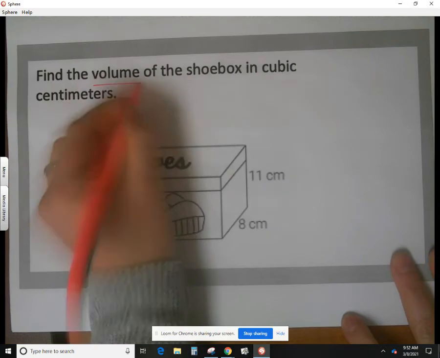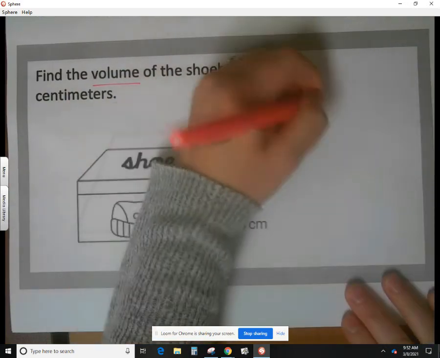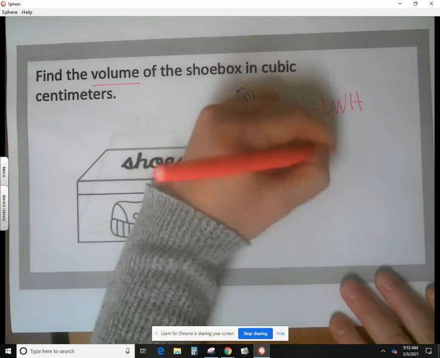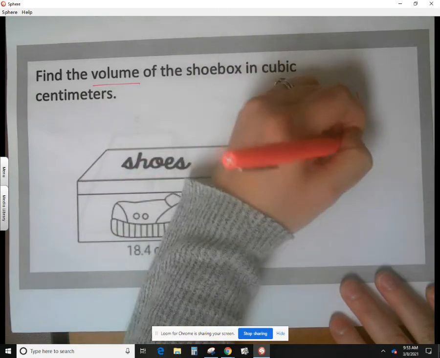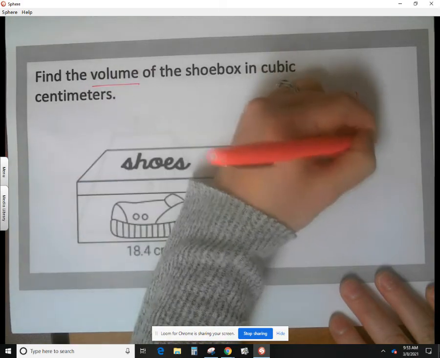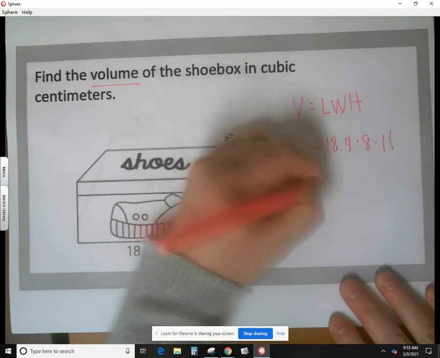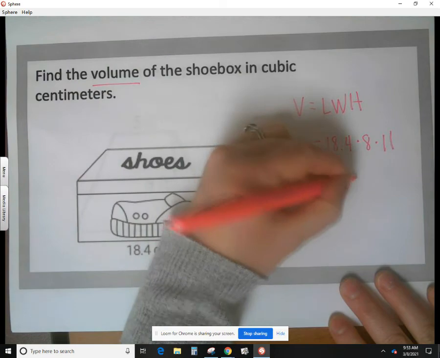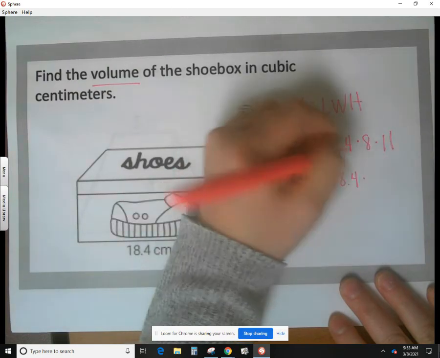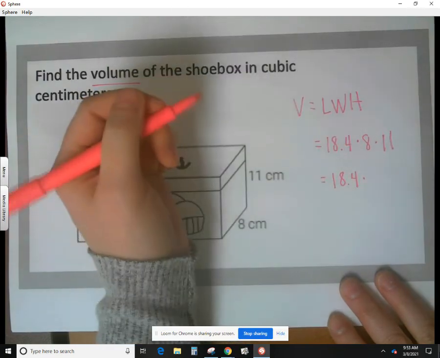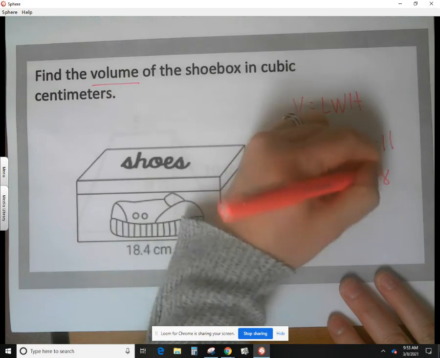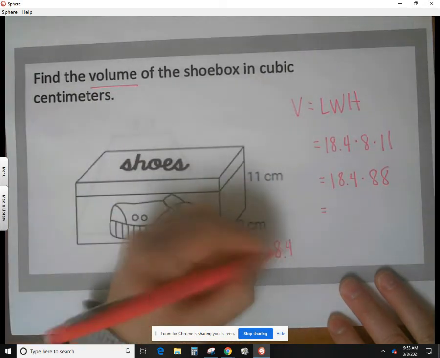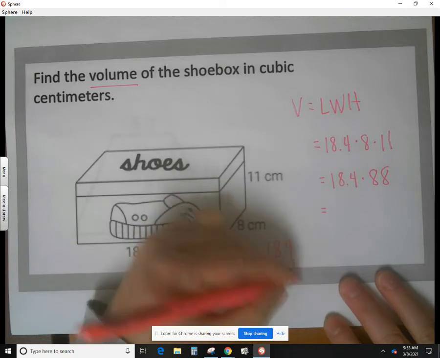And this is volume. Remember that volume equals length times width times height. So we're going to do 18.4 times 8 times 11. And immediately I know 8 times 11. So instead of multiplying the 18.4 times 8 and then that by 11, I'm going to go ahead and make this 88 because I know that. So now all I have to do is 18.4 times 88.